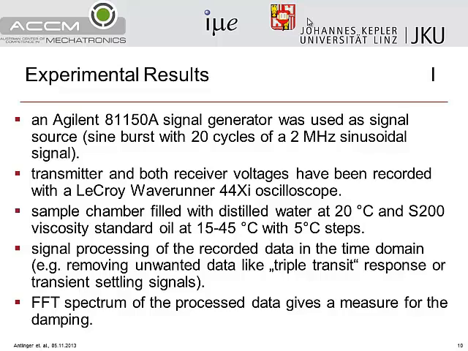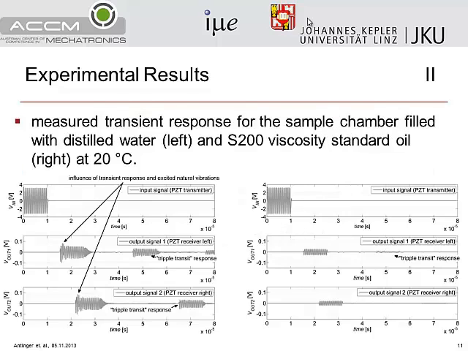As test fluids, we used distilled water at a temperature of 20 degrees and S200 viscosity standard oil in a temperature range from 15 to 45 degrees with 5 degrees step. Then we signal processed the recorded data in the time domain, which means that we removed unwanted data like the triple transit response or transient settling signals of the PZT disks by zero padding. As the last step, we made an FFT spectrum of the processed data in the time domain to get a measure for the damping.